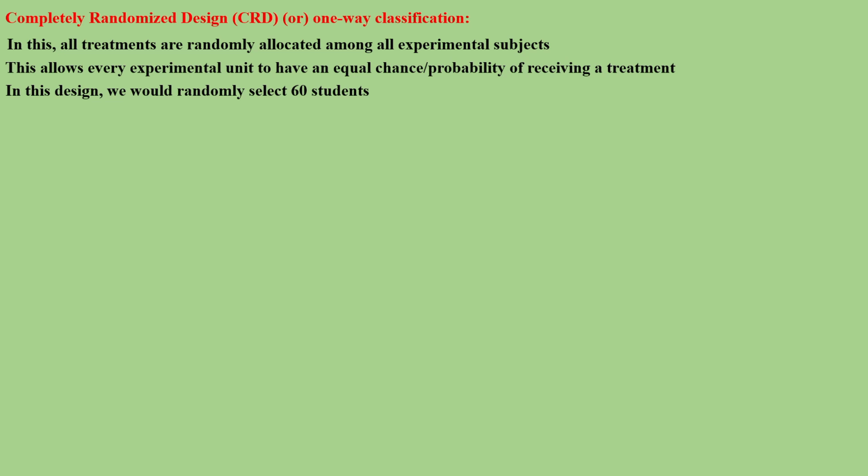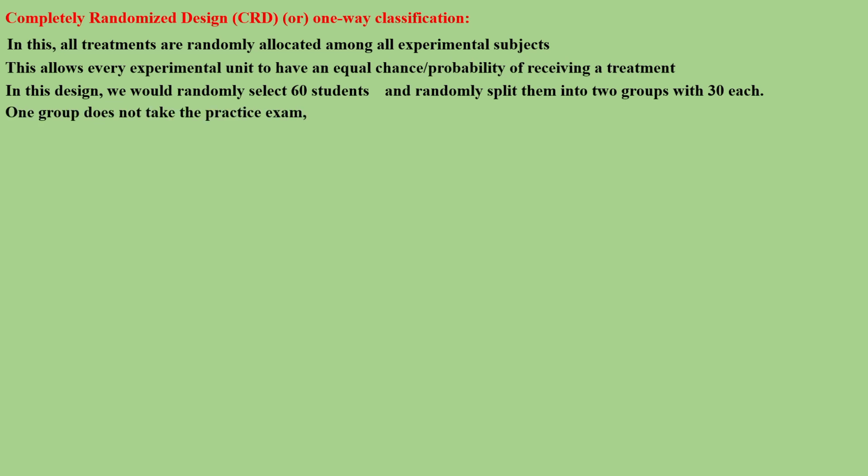In this design, we would randomly select 60 students and randomly split them into 2 groups with 30 each. One group does not take the practice exam while the other does. So we have 60 students, and we split them into 2 groups. All are selected randomly, without any special requirement. We split them 30 and 30 randomly, and one group takes the practice exam.